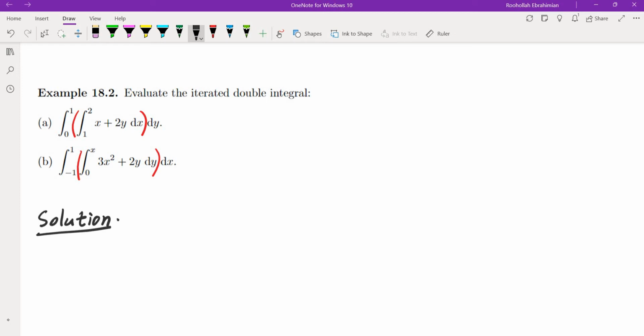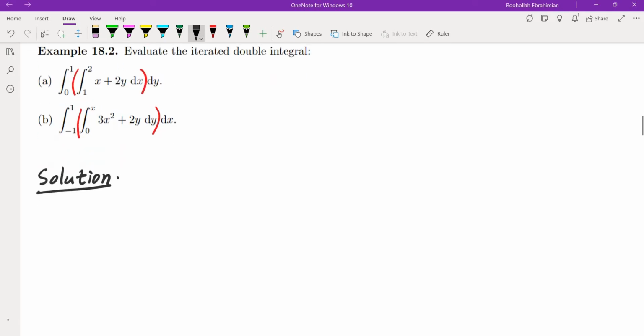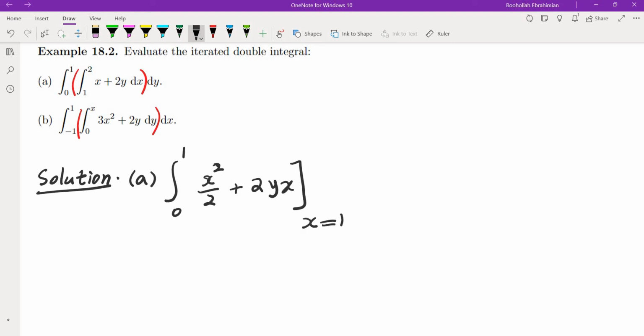So this is an iterated double integral in A, and same thing for B. So what we do is we start integrating, but we have to make sure that the integration is done in terms of the appropriate variable. So this is the integral from 0 to 1. Integration of the integrand x plus 2y with respect to x would be x squared over 2 plus 2yx. And then I'll have to plug in different values of x, the limits of integration. But you would have to make sure that you plug in x equals 1 and x equals 2. And then we do dy.